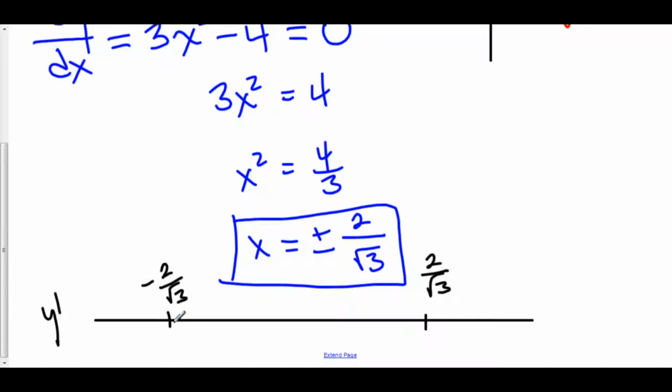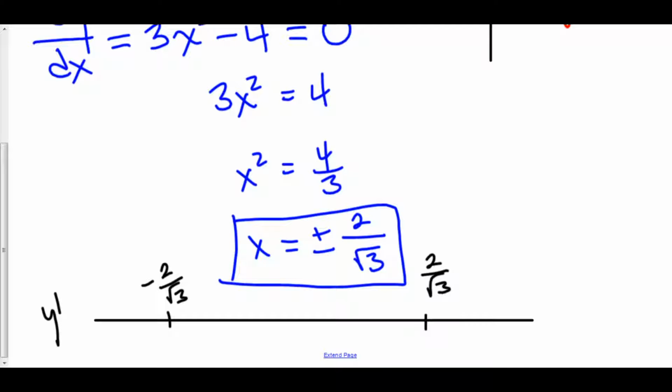So what this means is everywhere in between negative 2 over root 3 and positive 2 over root 3, our function will either be above or below the x-axis. The same goes for everywhere to the left of negative 2 over root 3 and everywhere to the right of 2 over root 3. So all we have to do is check a point in any of these intervals, and that will determine whether our derivative is positive or negative. And that was the whole point here, to figure out where our derivative is positive and where it's negative.